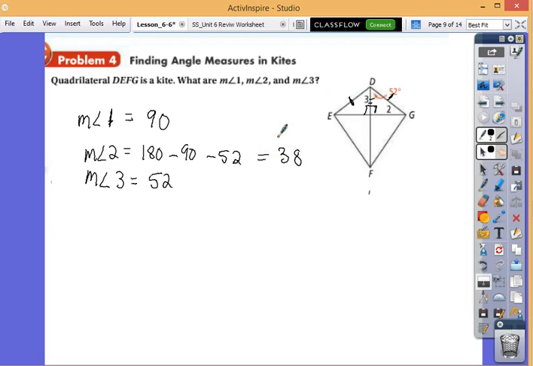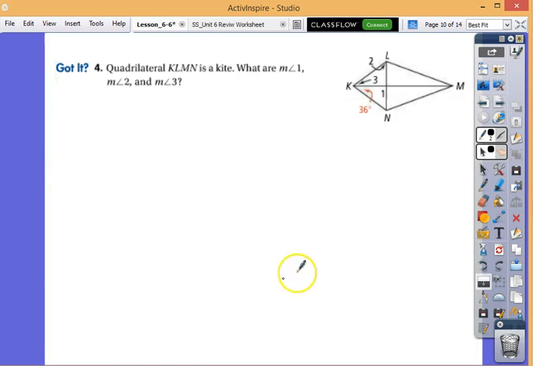Everybody okay with that? Yes, no? Okay. So go ahead and do this real quick. So right off the bat, we know the measure of angle 1 is going to equal what? 90, because it's a kite, and in a kite, diagonals are perpendicular. The measure of angle 3 is going to be equal to what? 36, because those two small triangles are congruent, so CPCTC.